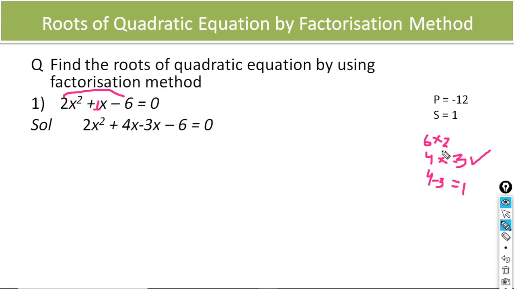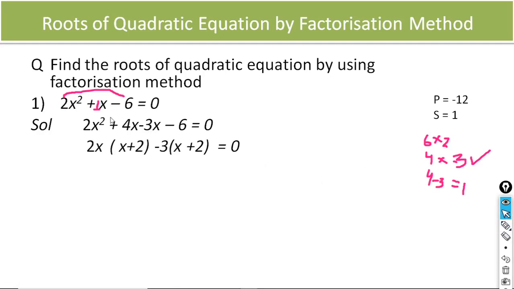So why have we selected 4 and 3? Because with 6 and 2, when we add or subtract them, we never get 1. It is possible to get 1 only with 4 and 3. So the possible factors here are 4 and 3. We'll arrange them in the equation form. The middle term x will be written as 4x − 3x, so 2x² + 4x − 3x − 6 = 0.